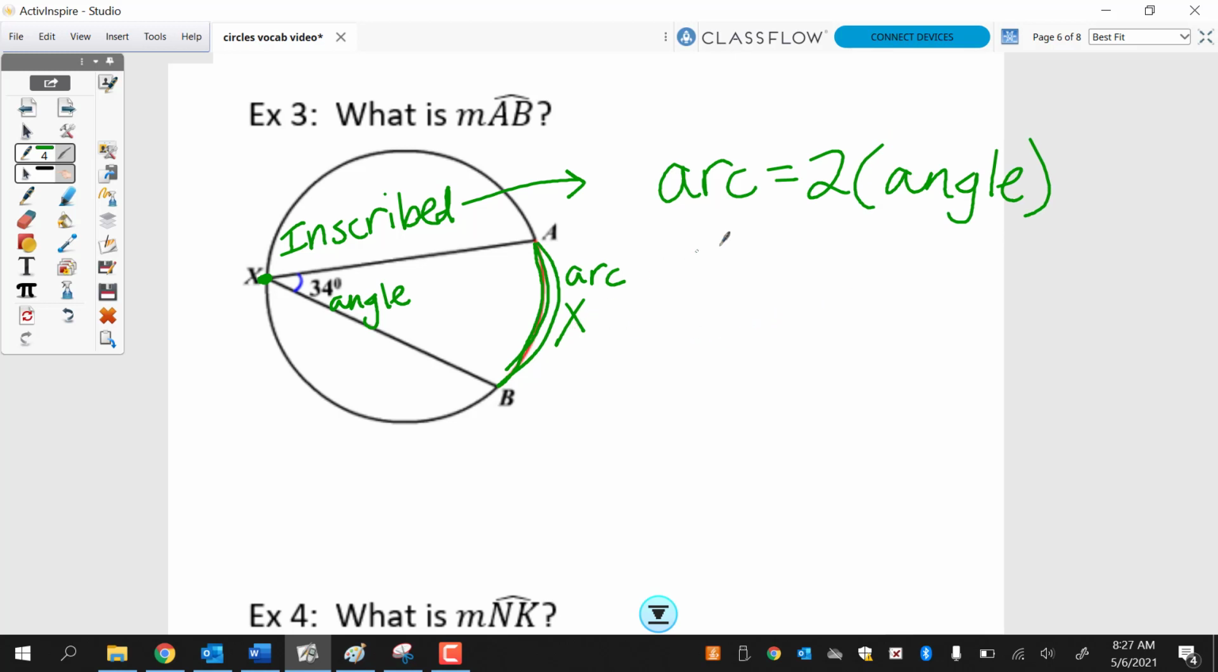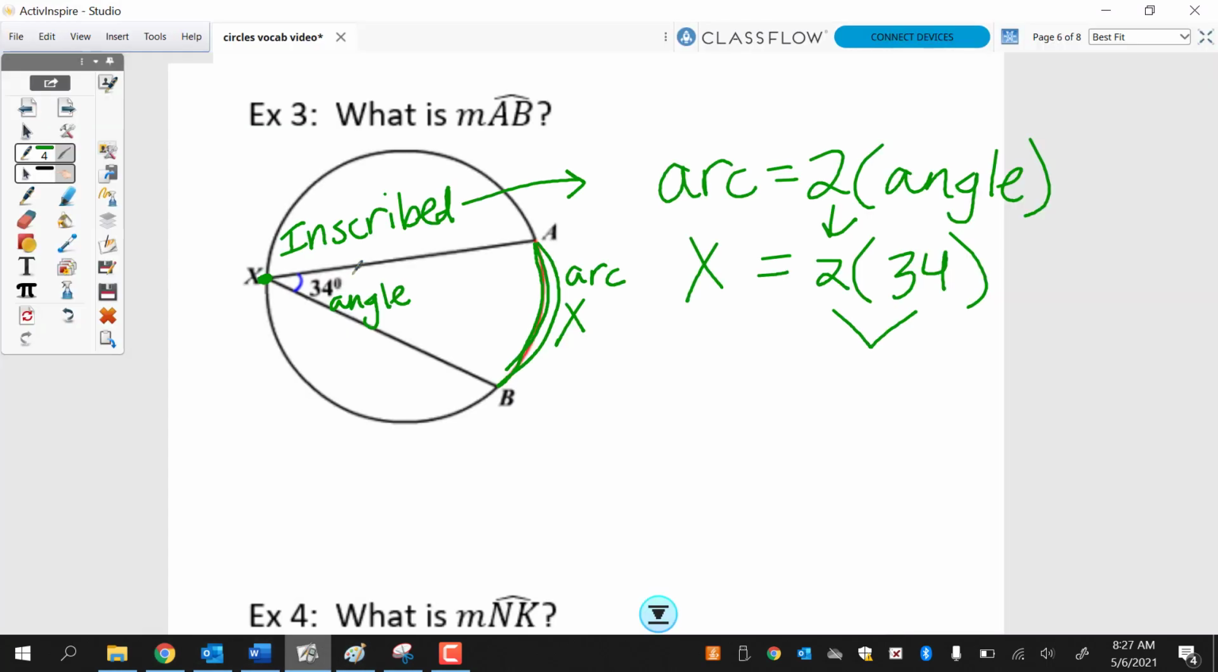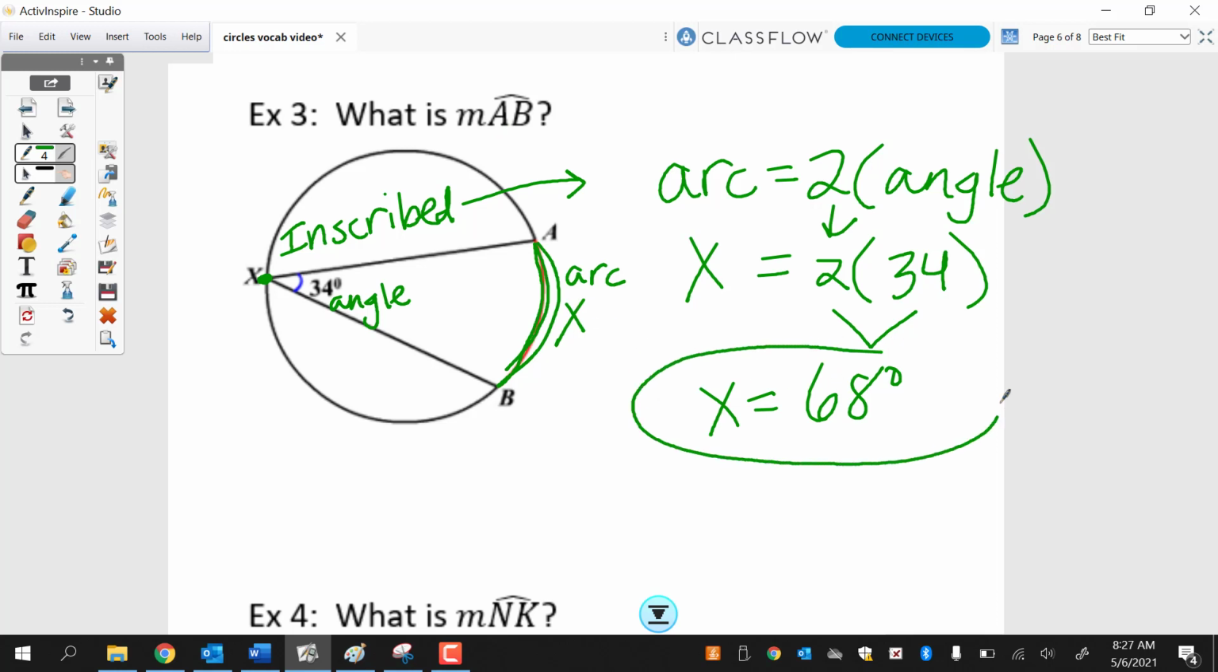Okay, so my arc I said was x equals 2 is just here. My angle was 34. So 2 times 34. I don't know what it is. Let's type it in. 2 times 34 is 68 degrees. And that's the answer. That was arc AB. I said was x, and I solved for x, and that's it. Okay.